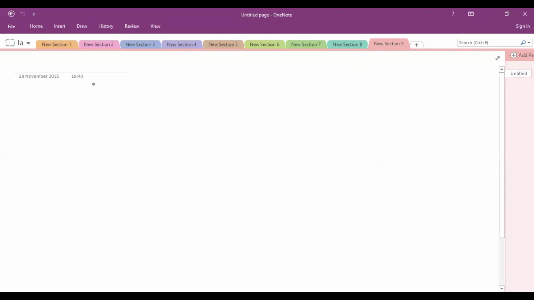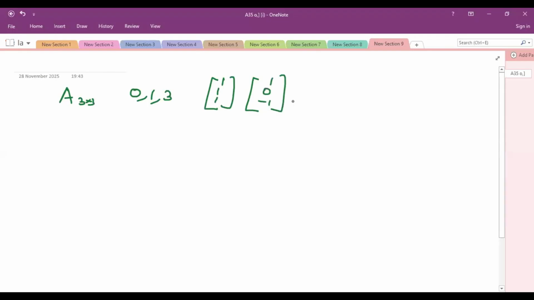So if the eigenvalues of a 3 cross 3 matrix, A is a 3 cross 3 matrix, are 0, 1 and 3, and the corresponding eigenvectors are also given. So that's 1, 1, 1, followed by 1, 0, minus 1, and 1, minus 2, 1.